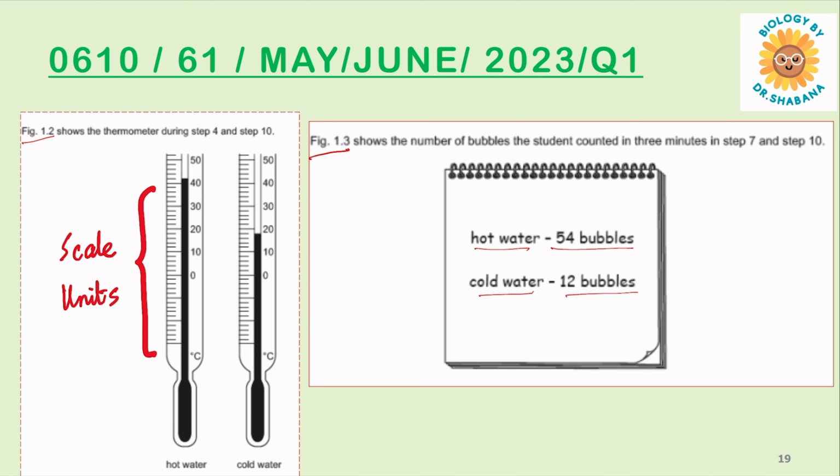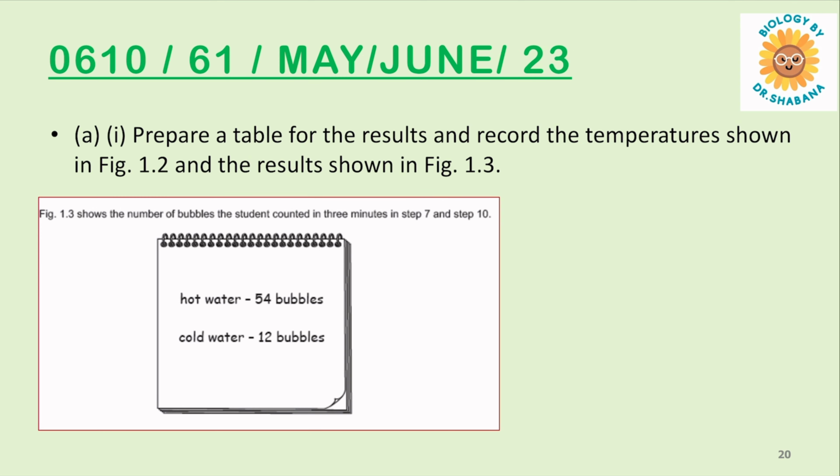Now hot water, what do you think the temperature is? From 0 to 10, they've given 5 lines only. So that means each small division will represent two numbers, right? So if it ends over here, this is going to be 41, 42 here. So the hot temperature was how much? 42. And the cold water is less than 20 by one small division. So 20 minus 2, that makes 18. So 10, 12, 14, 16 and 18. So the cold water temperature was 18 degrees Celsius, right? So prepare a table for this.